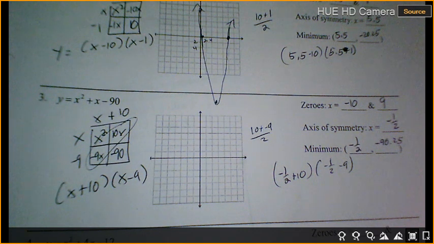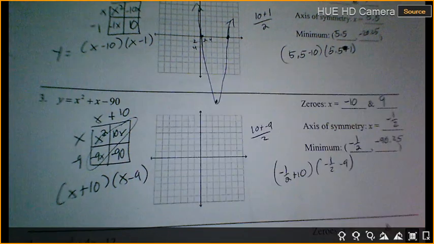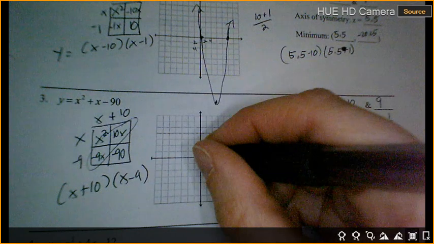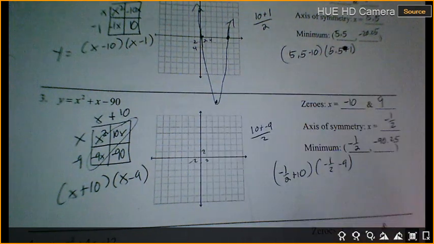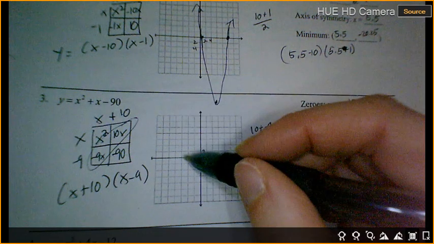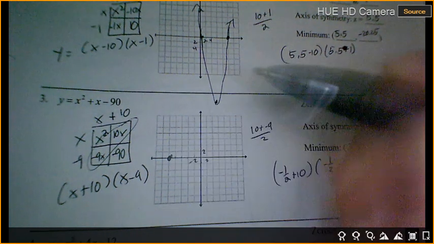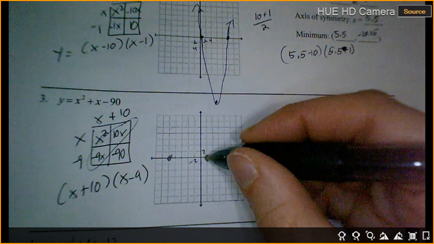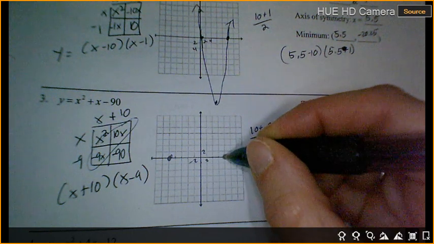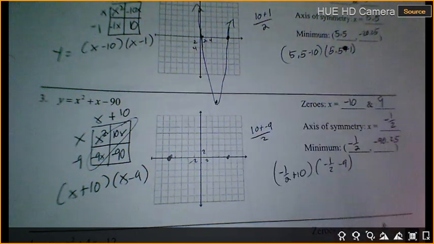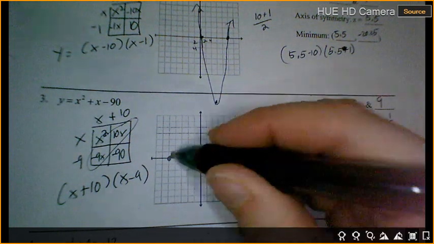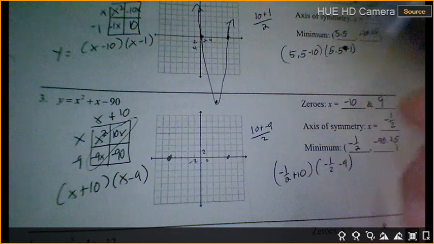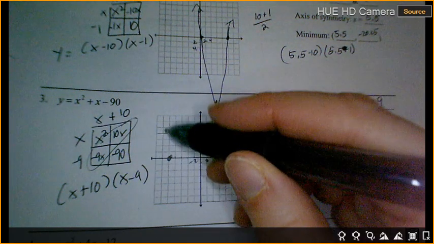Okay, so I'm going to have negative 10, so these are going to be counted by 2s. So I'm going to go negative 10, so that's 2, 4, 6, 8, 10. And I'm going to have positive 9, so that's 2, 4, 6, 8, 9's right in the middle. It's negative 1/2 and way, way, way down here somewhere. And it's going to cross at negative 90, so it's again way down here.